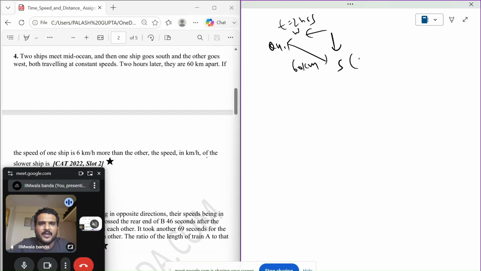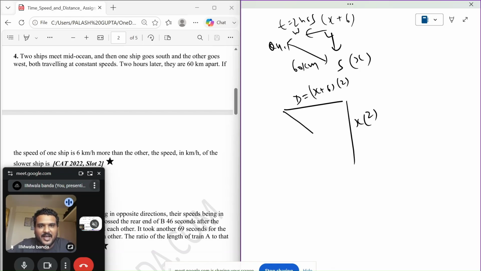So let this speed be x. This speed will be x plus 6. And I need to find the slower one. So as soon as I get x, my answer will be x, right? So one is x plus 6. It's basically a simple Pythagoras theorem application, but they will cover some distance, right? So this will cover what distance? Its speed is x plus 6, and in 2 hours it will cover this much distance. Its speed is x. In 2 hours it will cover this much distance, and this has become 60 kilometers apart.